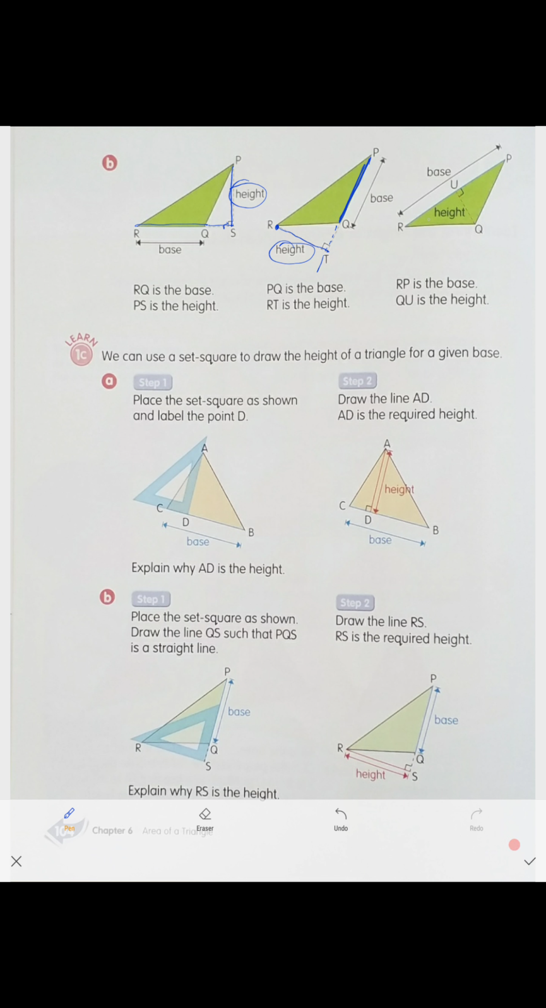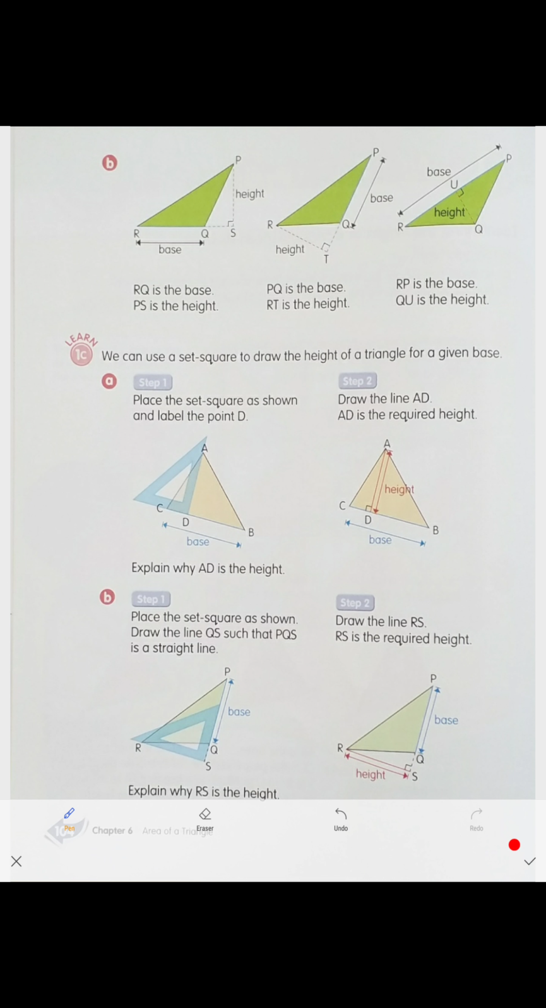And lastly, in this case, everything is standard. If we take this side, RP, as a base, QU, so they put this U point, this will be the height. Okay, gonna clear it up. Take a look at this. All right.